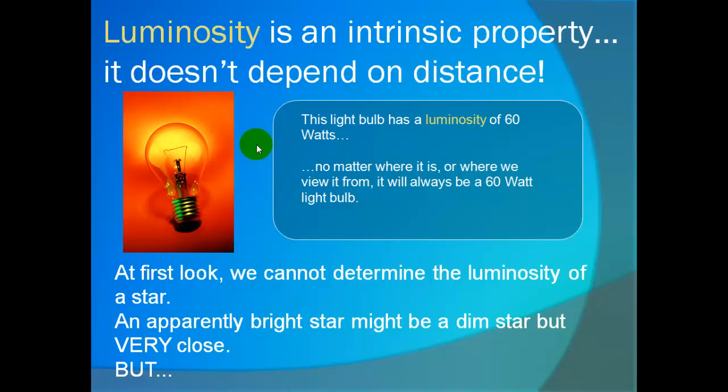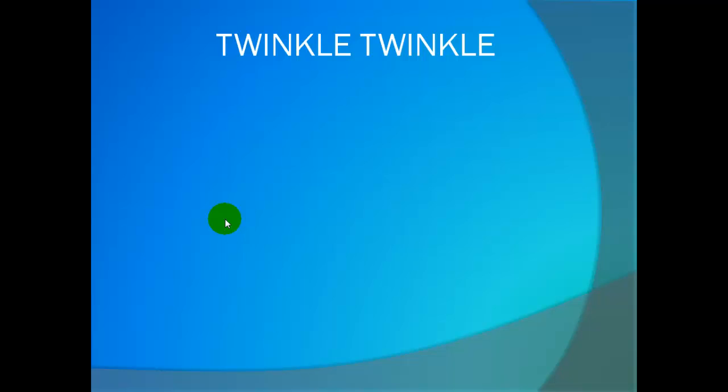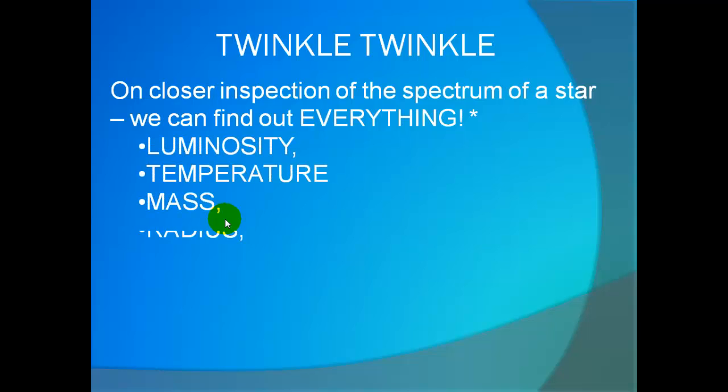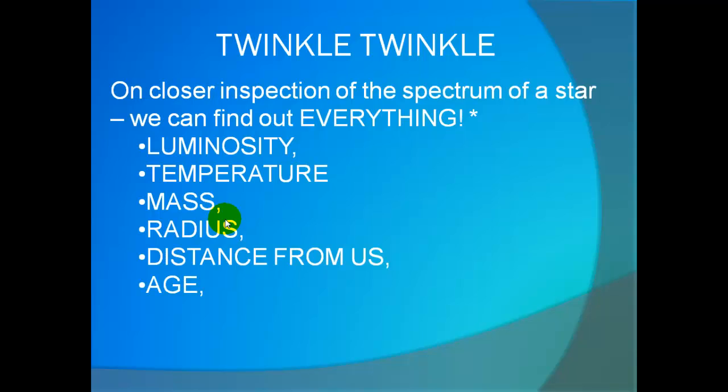But you know, the song goes, "Twinkle, twinkle, little star, how I wonder what you are." If you look at the spectrum of a star, you can basically find out everything to do with a star. You can find out its luminosity, its temperature, its mass, its radius, the distance from us, the age, its life expectancy, and so on. You can find out everything just by looking at the spectrum of a star. Everything is linked to everything else.